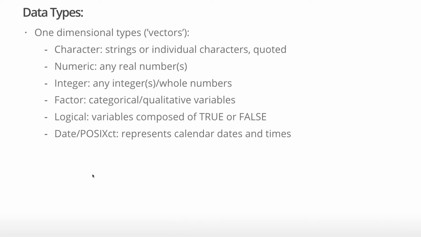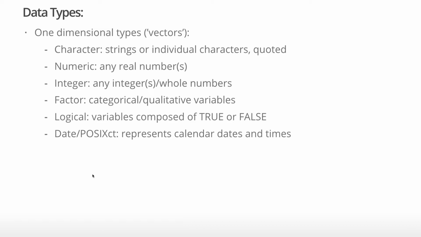And again, one of the most important ones that isn't in the standard deck is dates. They're also sometimes called POSIXct or POSIXlt. That's the way you might see it if you say class on these things. If you say class on a variable, you will get one of these options for the most part.